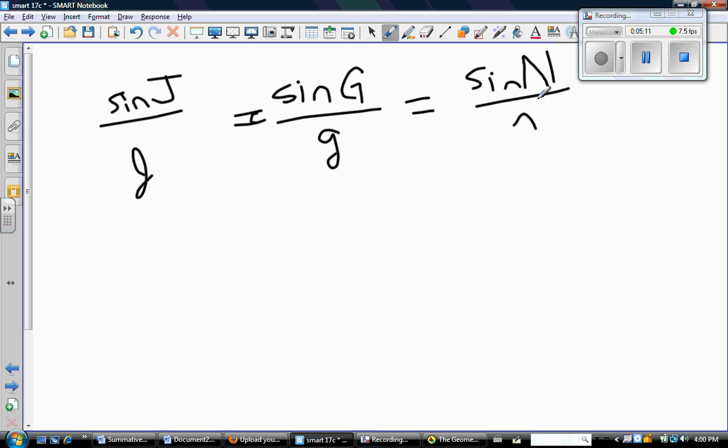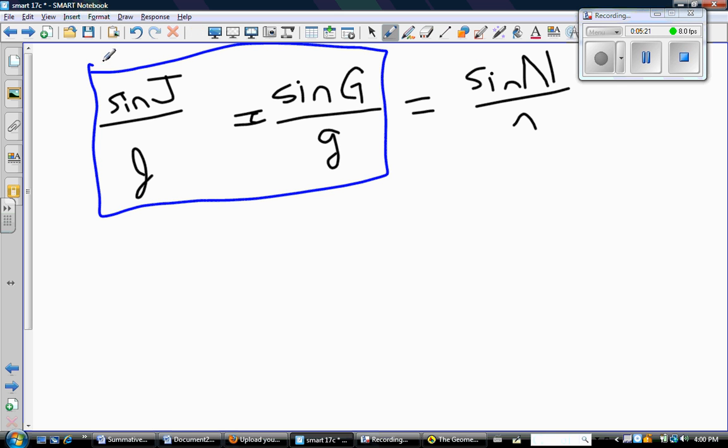And again, you'll notice whenever I set up sine law, the one that I know, when I know both the angle G and the side g, that's the one that goes in the middle, and that's so that I can do this. Here is the first equation that I'm going to use. Okay, so what do we know?